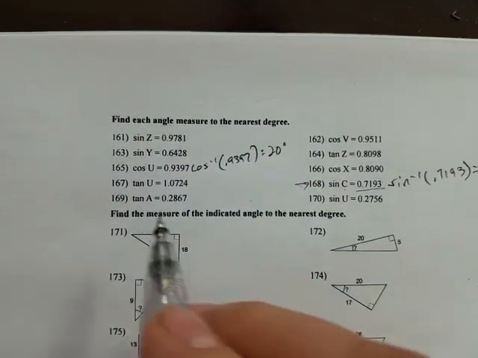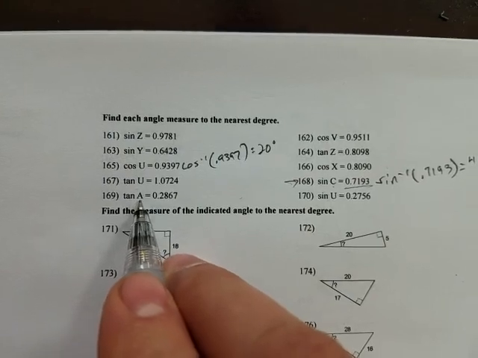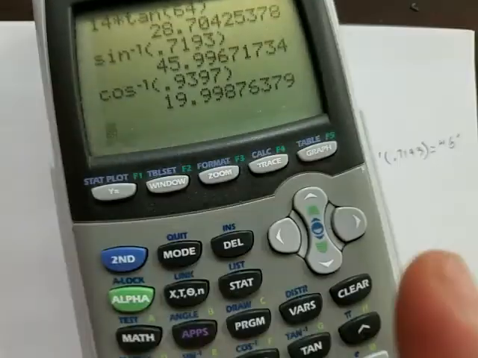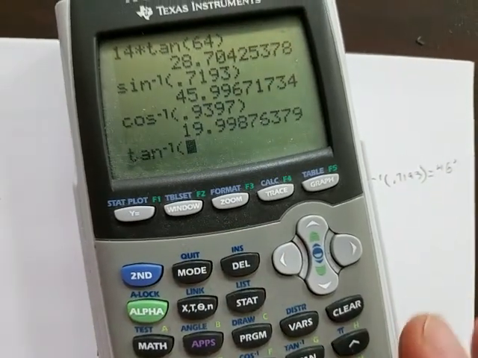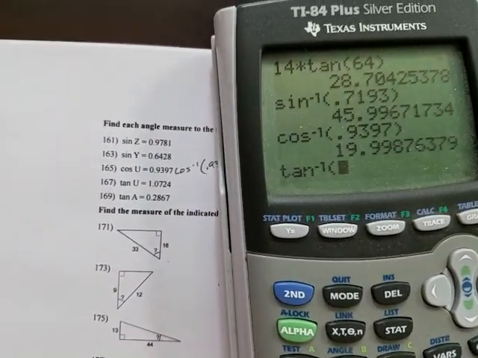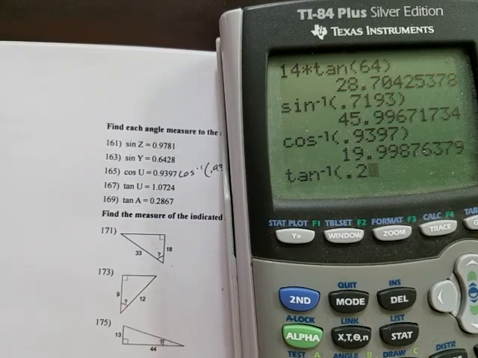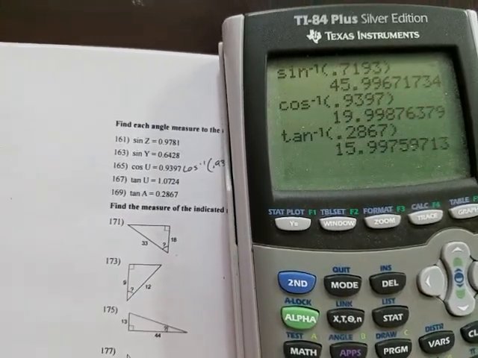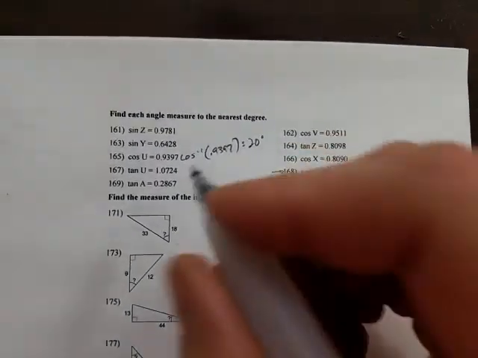And tangent's the same way. Tangent of A is equal to 0.2867. So inverse tangent of 0.2867 is 15.99, about 16 degrees.